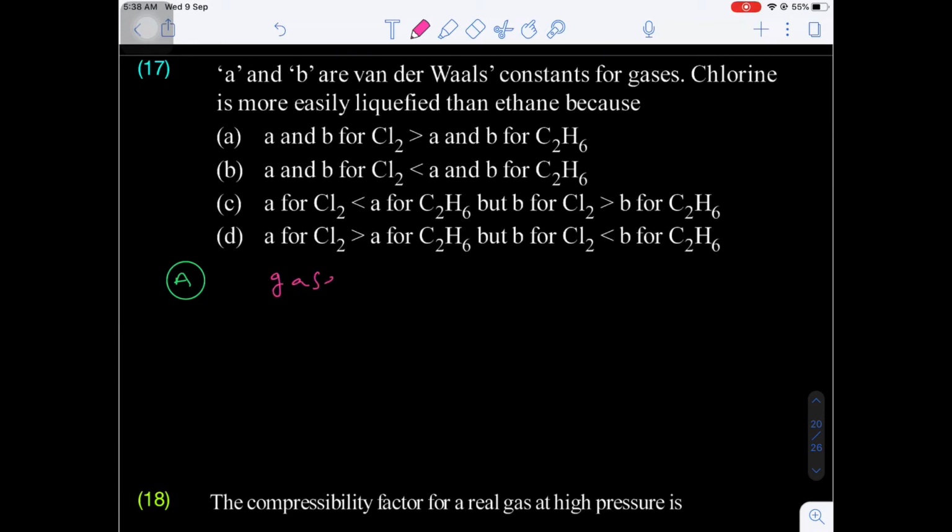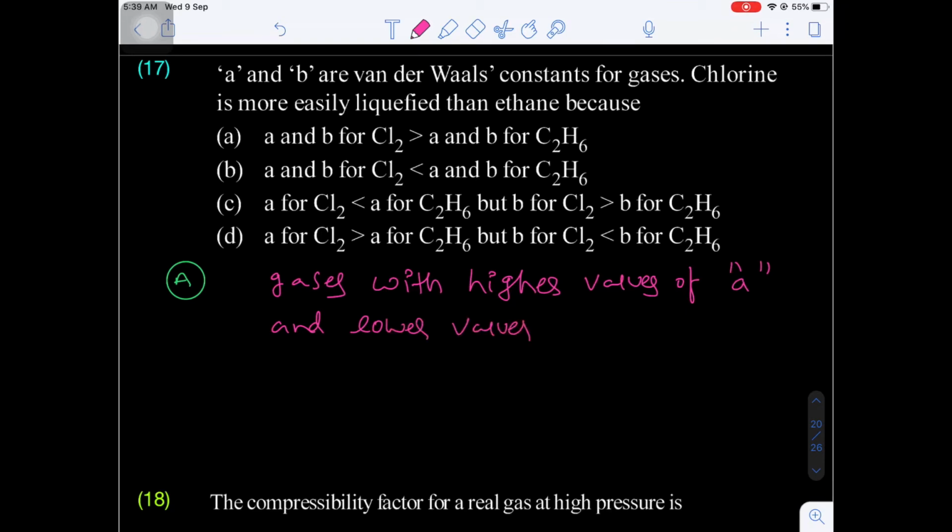Now what I am writing here: gases with higher values of van der Waals constant A and lower values of van der Waals constant B are more easily liquefied. This is very important.